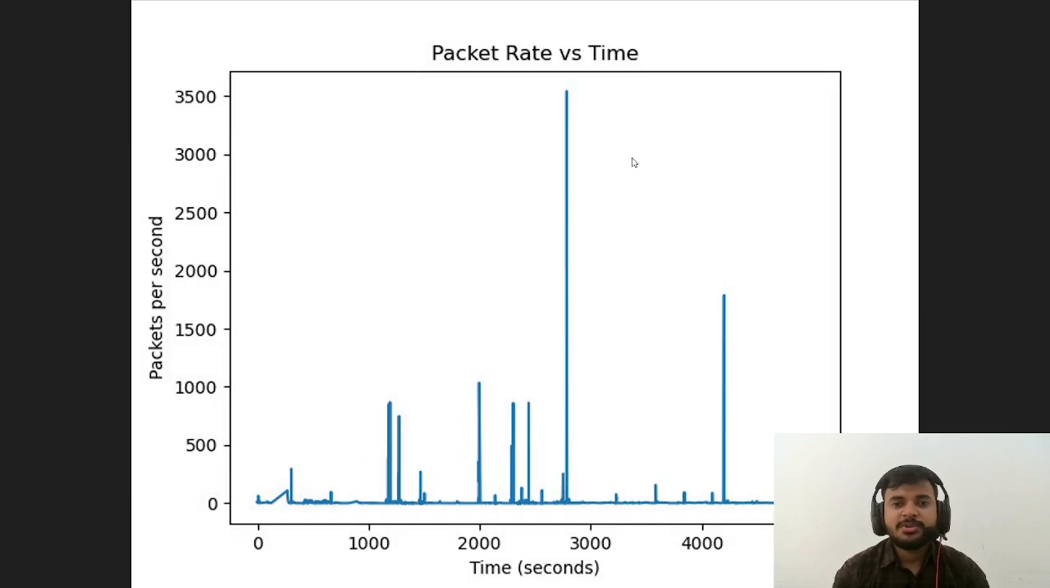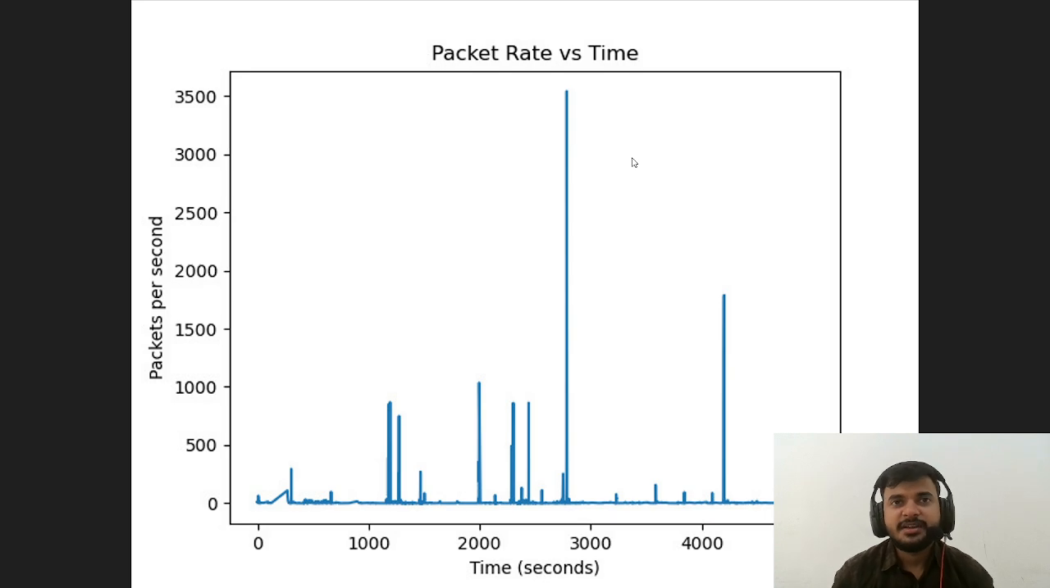So let's come to our next inference, that is packet rate. This graph shows packet rate over time. The sudden spikes indicate automated packet generation, which confirms the abnormal behavior observed in Wireshark.